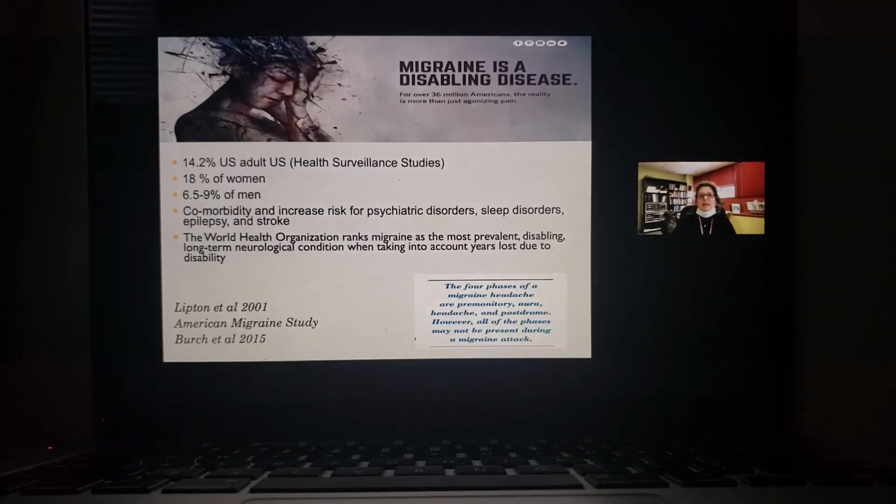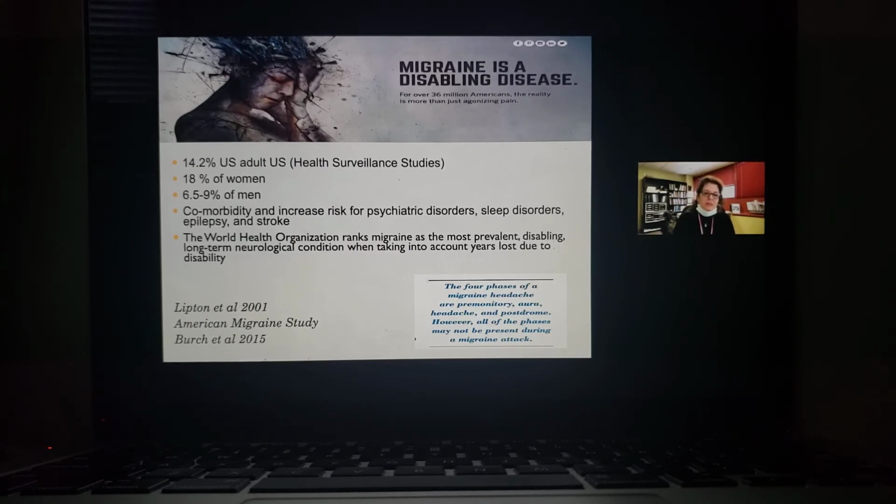So primary headache disorders are neurologic of vascular origin, and they have different mechanisms, although not necessarily well understood. If we specifically talk about migraine, the WHO, which as a country we belong to, we are back to the WHO these days, describes migraine as a disabling disease, and ranks migraine as the most prevalent disabling long-term neurological condition when taking into account the years lost due to disability. So it's not just a headache, okay? Migraines are serious primary headache conditions.